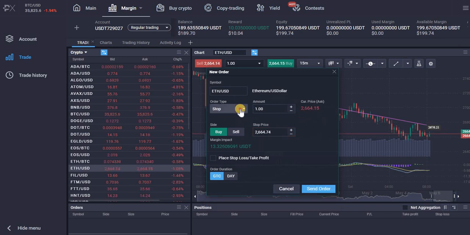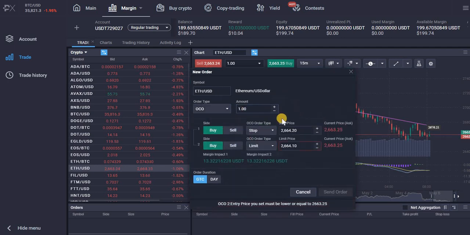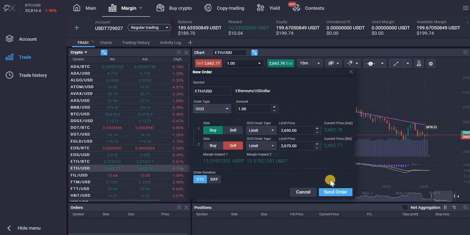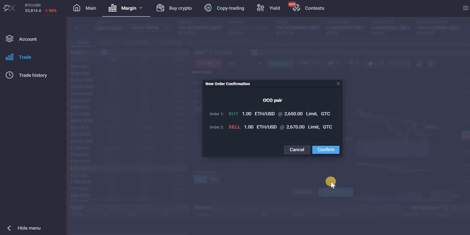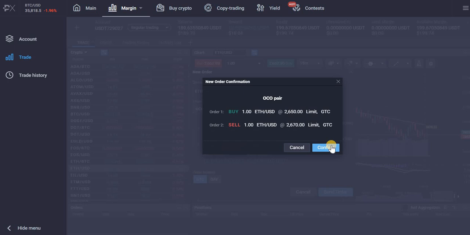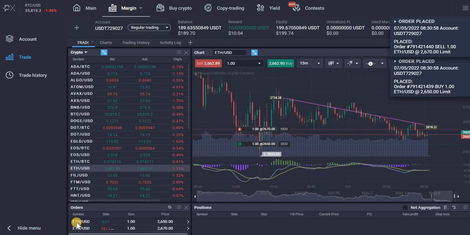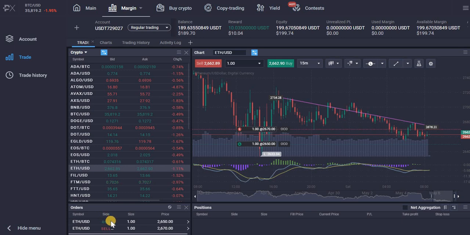You can also select the OCO. In this order type, you can place 2 orders, and when one of the orders gets executed, then the second order would cancel. For example, I can place an order to buy at 26.50 and another order to sell at 26.70. Using the OCO, if I click on send order right here, my orders would be placed in the order section. You can see right here, 2 orders have been placed to buy or sell at this particular price.